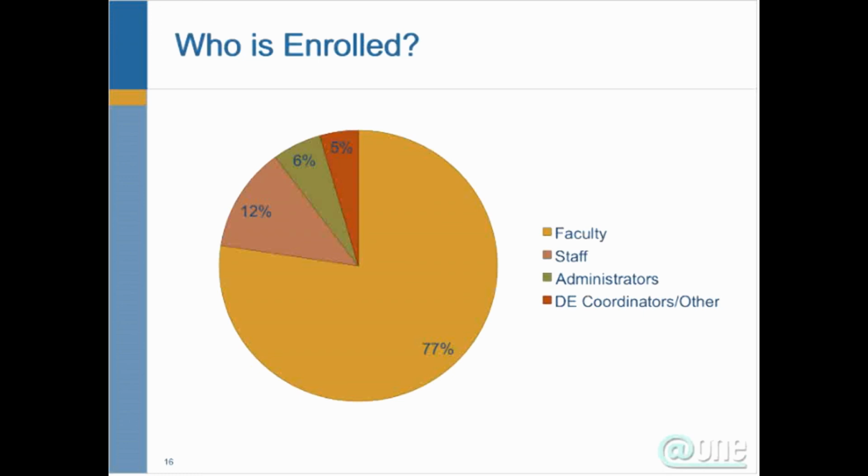But you can see that we do have a good amount of staff, 12%. Then another 11% would be administrators, and then DE coordinators or other people. We, again, have some people who are not affiliated with an actual educational institution but are interested in potentially becoming online teachers, so they're in that other group. And we think it's important to know who our audience is.